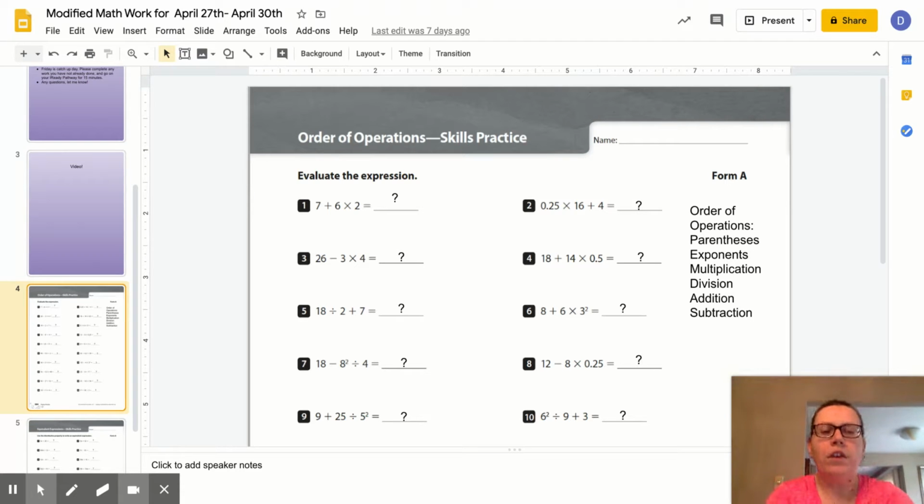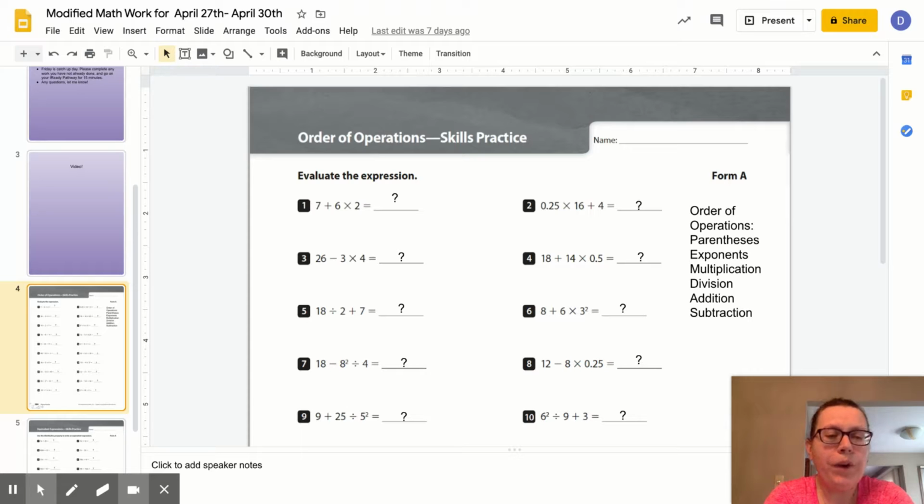And so some of you may have heard the expression before, please excuse my dear Aunt Sally. And you're probably like, Mrs. Agent, I don't have an Aunt Sally. What are you talking about? And when I say that, what I mean is P, please, stands for parentheses. E stands for exponents. M stands for multiplication. D stands for division. A stands for addition. And S stands for subtraction.